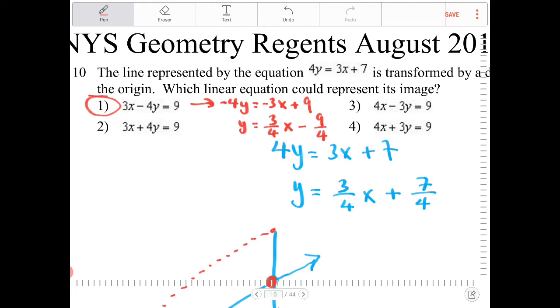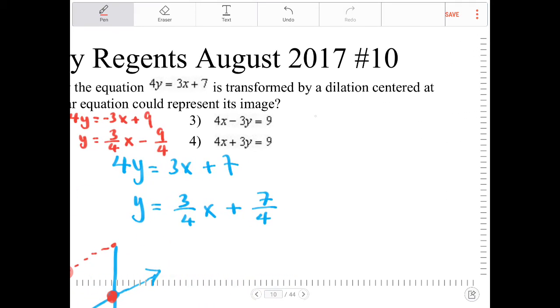None of the other options there will work, because if I subtract both sides by 3x and then divide by 4, I'll end up with negative 3/4 x plus 9/4. And that's not good. If I take a look at option 3, subtract both sides by 4x, and divide both sides by negative 3, I will end up with 4/3 x minus 9/3, and that's not good. And the last option, option 4, I will be left with negative 4/3 x plus 3.